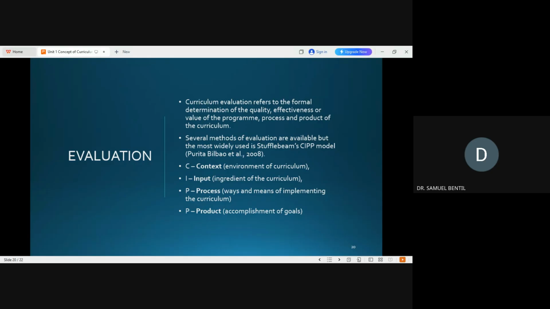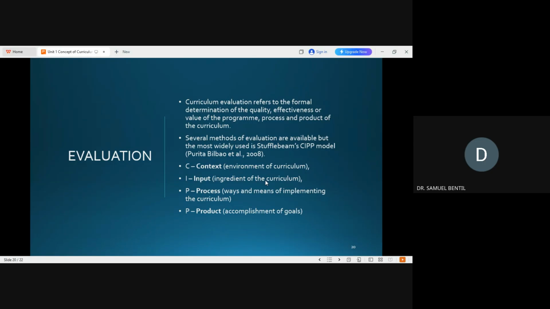And when we say curriculum evaluation, it basically refers to the formal determination of the quality, effectiveness, or the value of the program, the process of implementation, and the curriculum. So in curriculum evaluation.